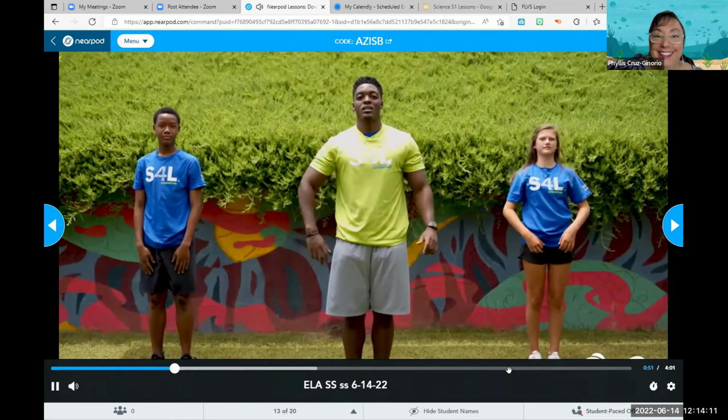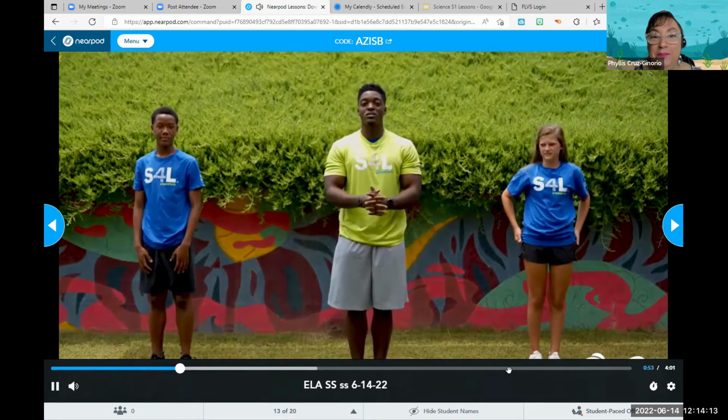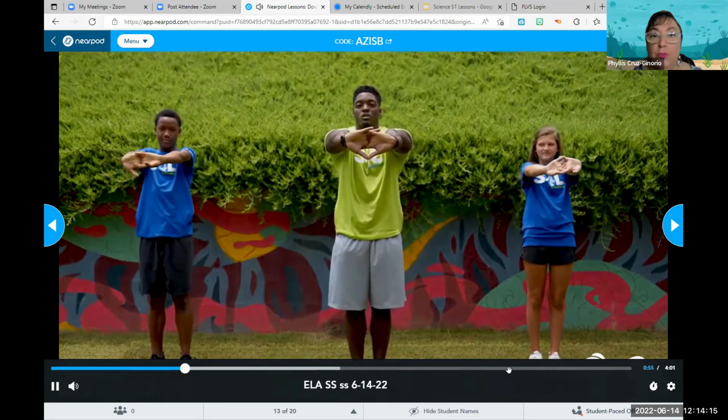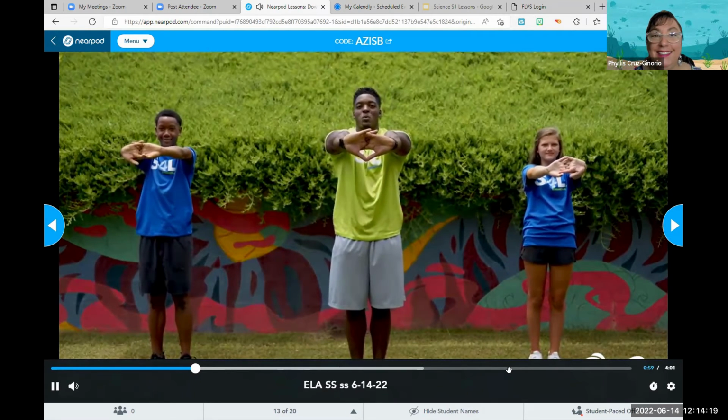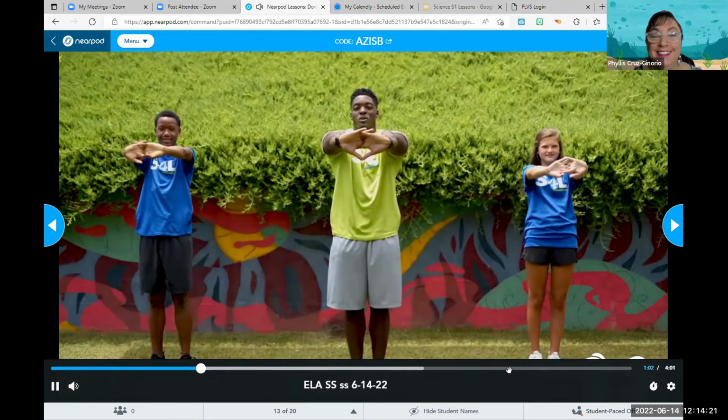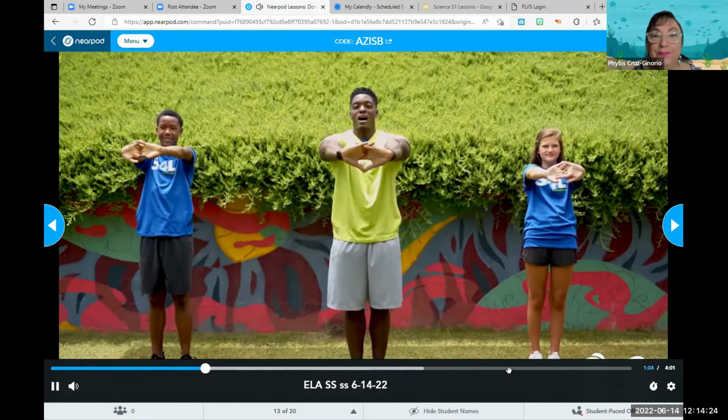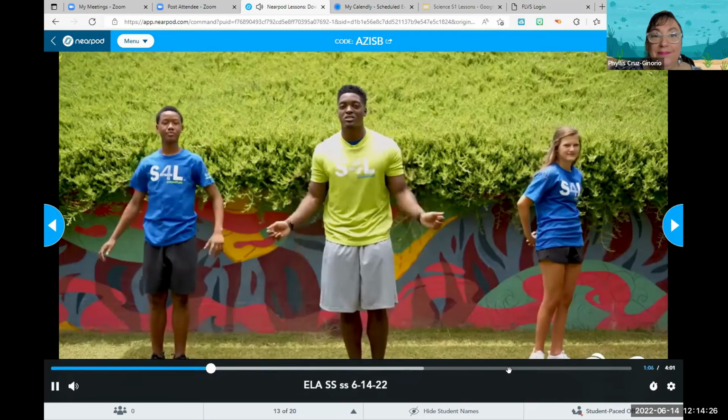Stand up tall. Now the next thing we're going to do is interlock our fingers. Stretch them out like so. Push both arms out. Stretch it out. Hold that for 5 seconds. 1, 2, 3, 4, and 5. Great job, guys. Now shake it out, shake it out, shake it out.